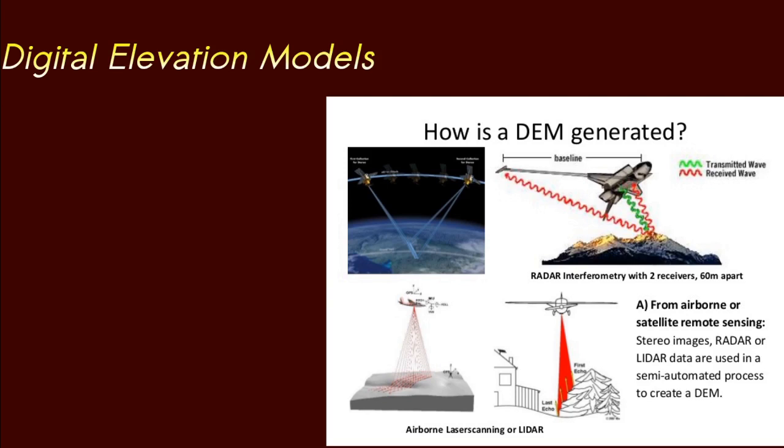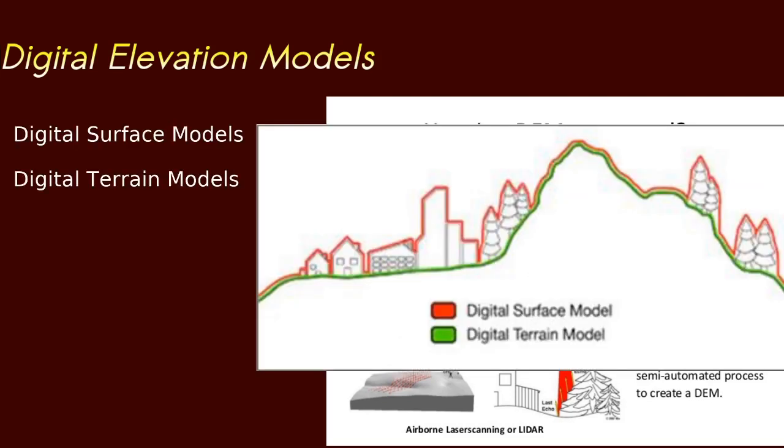There are two types of digital elevation models. One is digital surface models and the other is digital terrain models. A digital surface model represents the Earth's surface and includes all objects on it, like buildings, man-made structures and all. Whereas a digital terrain model is devoid of the man-made structures and shows only the terrain elevations.